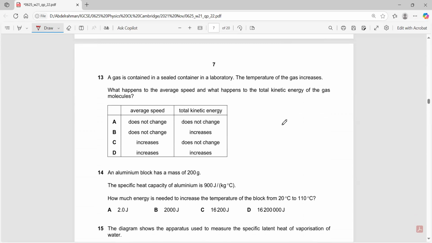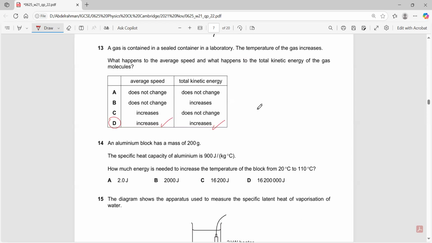A gas is contained in a sealed container. The temperature increases. What happens to the average speed? What happens to the total kinetic energy of the gas molecules? The average speed increases, therefore the kinetic energy will also increase. It's that simple. They both increase.